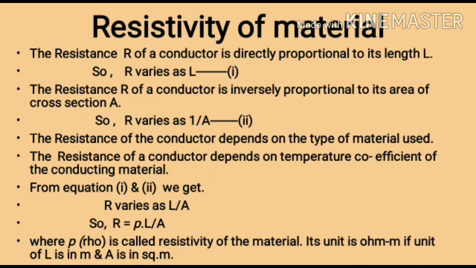Now, from equation 1 and 2, we get R varies as L by A. So, R equal to rho into L by A, where rho is called resistivity of the material. Its unit is ohm meter if unit of L is in meter and A is in square meter.